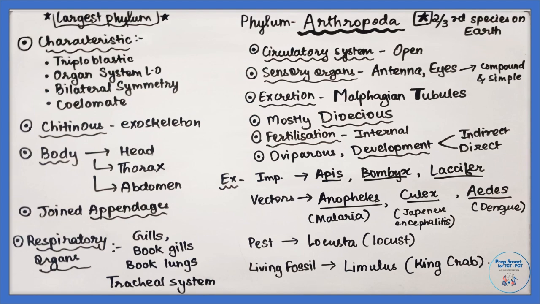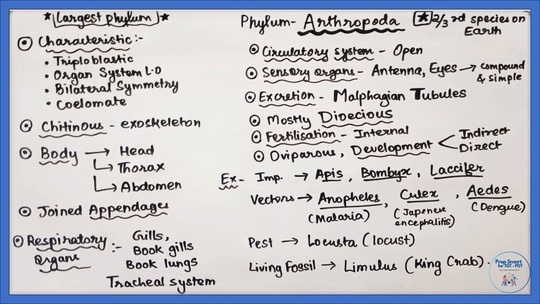Talking of reproduction, sexes are separate, that is mostly dioecious. Fertilization is internal. These animals are generally oviparous or ovoviviparous. Development can be indirect or direct. Direct development, for example, in cockroaches. Some of the arthropods undergo parthenogenesis, for example drones of honeybees.